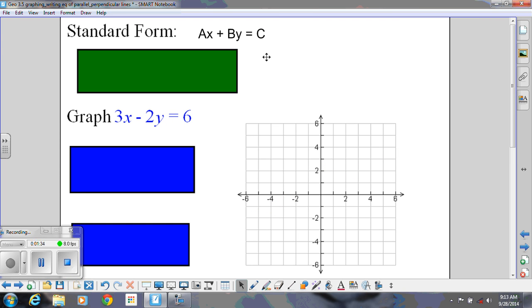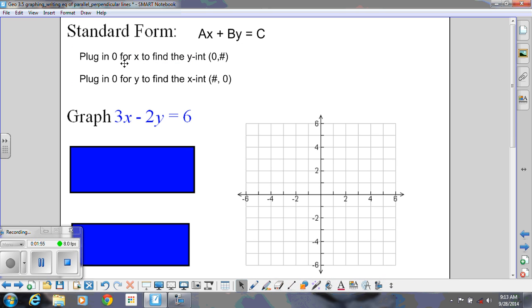In this next form, we have standard form. This is the form that looks like ax plus by equals c, where notice that x and y are on the same side. With this form, it's easier to graph by finding the x-intercept and the y-intercept. The way we do that is we plug in 0 for the x in order to find the y-intercept. So if I plug in 0 for the x, I get some number for y. And I do the opposite for the y. So I'm going to plug in 0 for y and find the x-intercept.